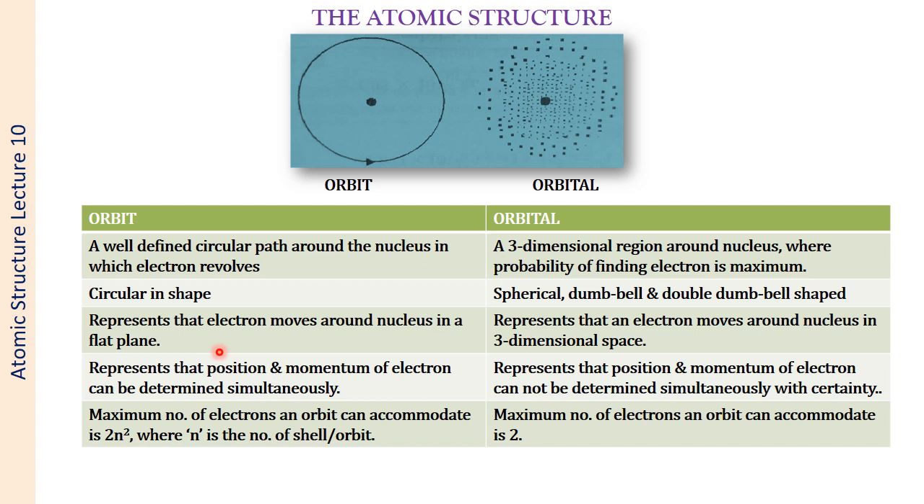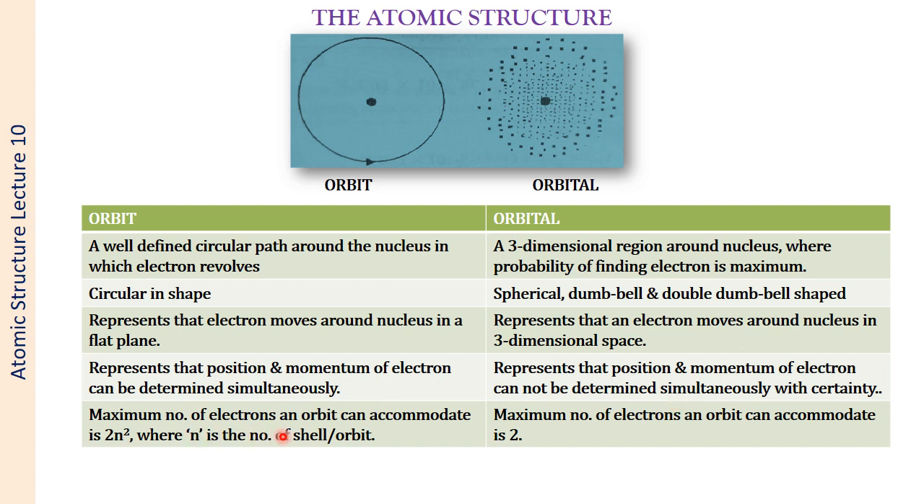Okay, so this is basically a 2D picture, a flat plane, whereas an orbital represents that an electron moves around the nucleus in three-dimensional space, which it actually does. And an orbit represents that the position and momentum of an electron can be determined simultaneously, but as we know now, it cannot be. An orbital represents that the position and momentum of an electron cannot be determined simultaneously with certainty.